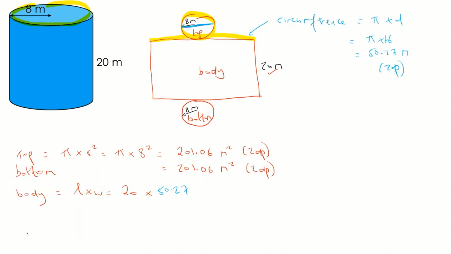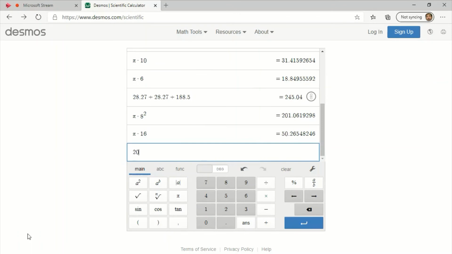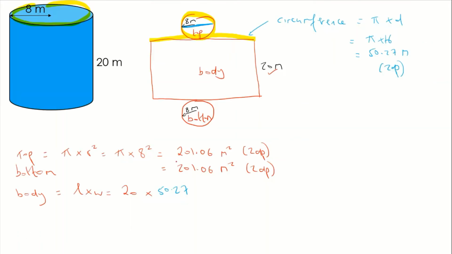All right. So 20 times 50.27 is 1005.4 meters squared. And for the total surface area, remember, just add up all these here.